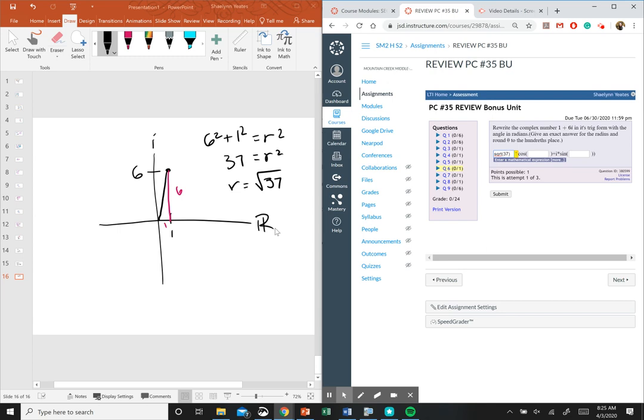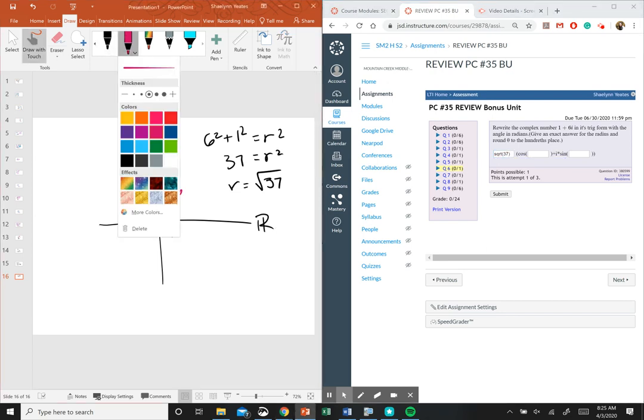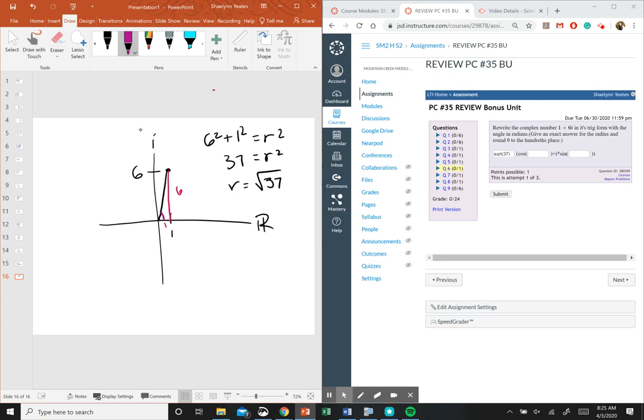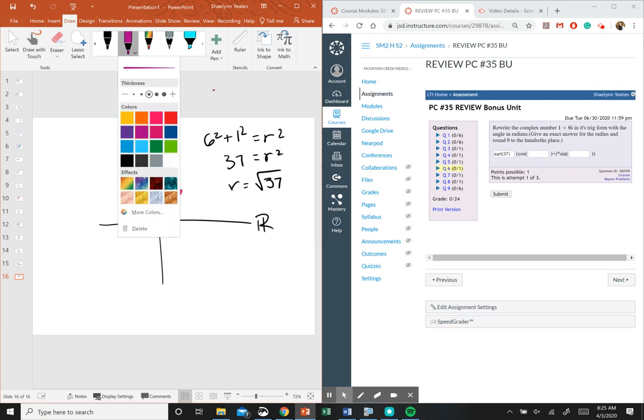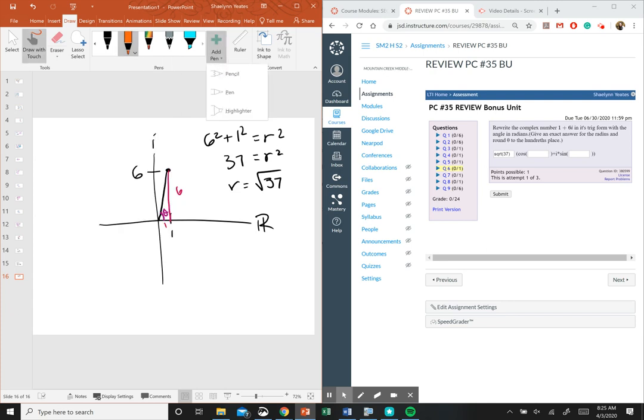Now the other part is finding theta. I'm going to switch colors real quick. This right here is going to be theta. Go with orange. The way I find theta, I always choose tangent, because if I use sine or cosine, I have to use the hypotenuse, and that's square root 37, which is not a pretty number. So I'm going to use tangent inverse of opposite over adjacent, so 6 over 1.